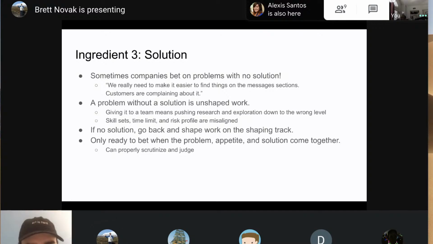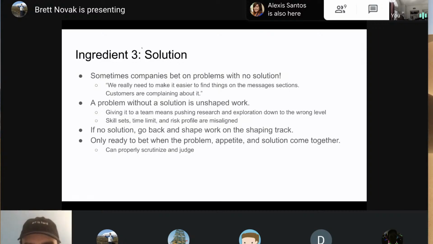Only ready to bet when the problem, appetite, and solution come together, because then you can properly scrutinize and judge. I think it's key in this part, that first bullet, because we set the problem up front. So in that case, I guess the problem is customers complaining about it. But you have to narrow. I think we're pretty good about narrowing what the fix is, or at least what the scope is.